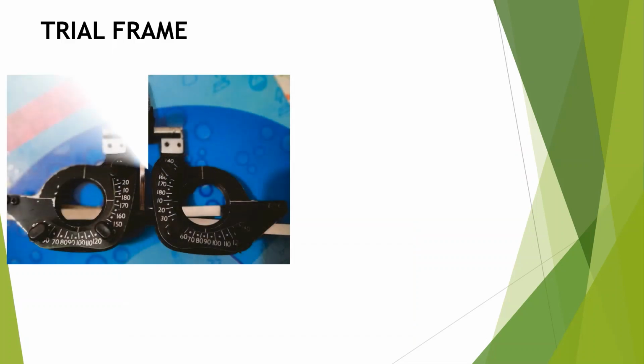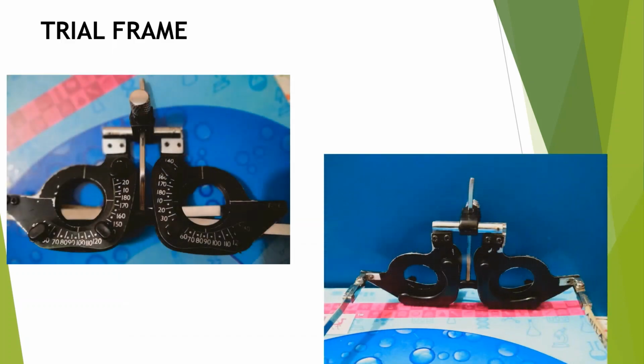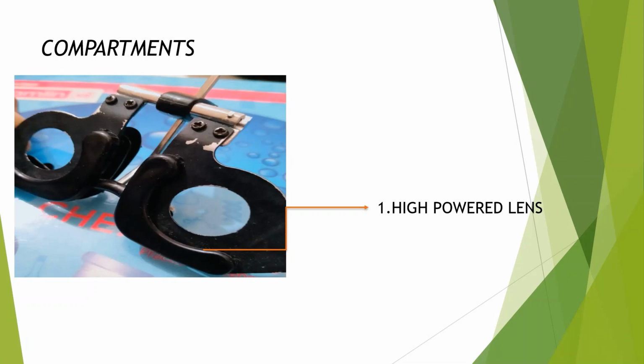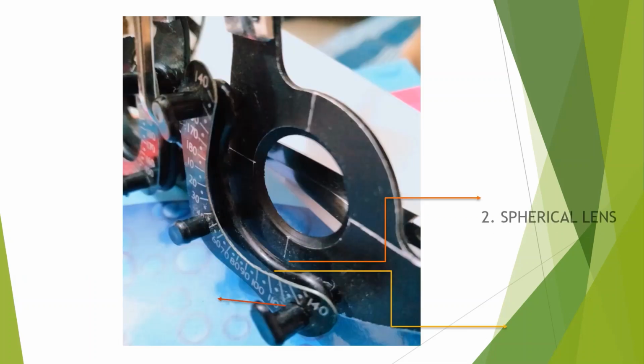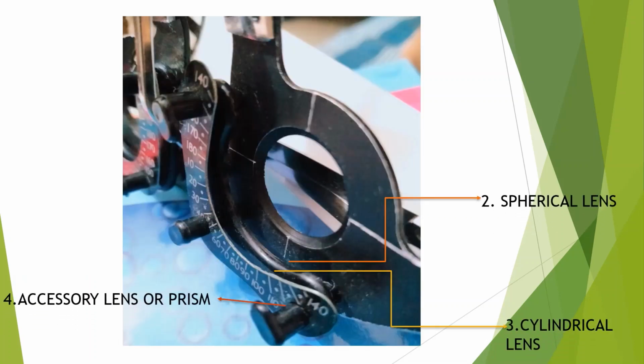Next component is trial frame. An eyeglass frame designed to allow the insertion of different lenses used in correcting the refractive errors of vision. It has 4 compartments. In the first compartment, high-powered lenses are placed. In the second compartment, spherical lenses are placed. In the third compartment, cylindrical lenses are placed. And finally, in the fourth compartment, accessory lens or prisms are placed.